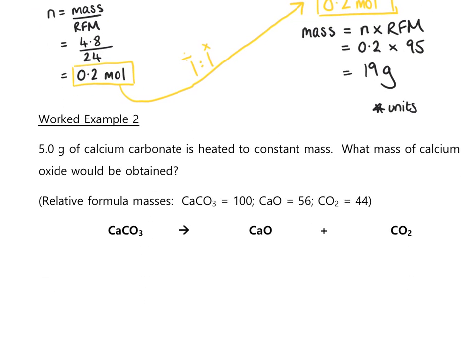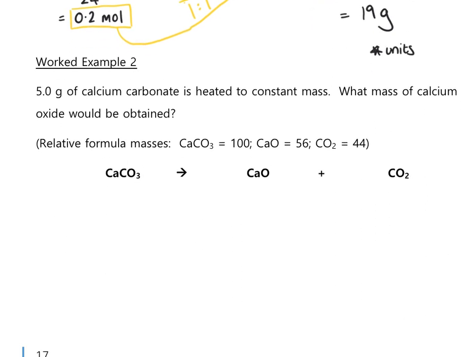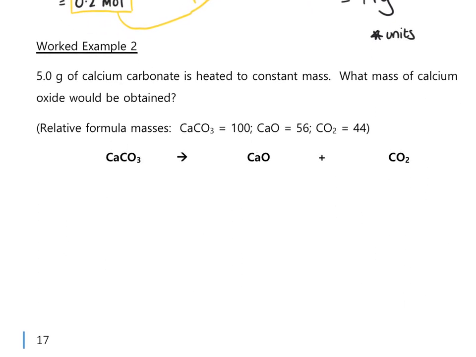So worked example 2 should be exactly the same as worked example 1. You're given your mass of calcium carbonate and you're asked to calculate what mass of calcium oxide would be obtained. So there's nothing different in this example, and what I would challenge you to do at this stage is pause the video and try and work through steps 1 to 5. Calculate your mass of calcium oxide and then watch the video to make sure you're correct.